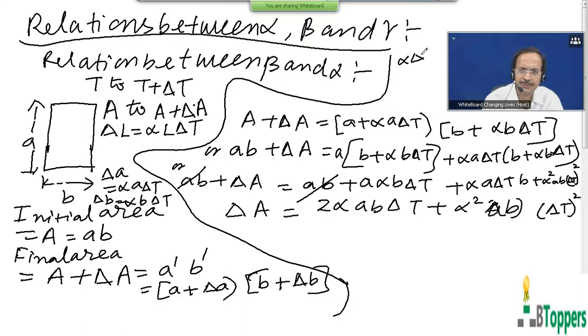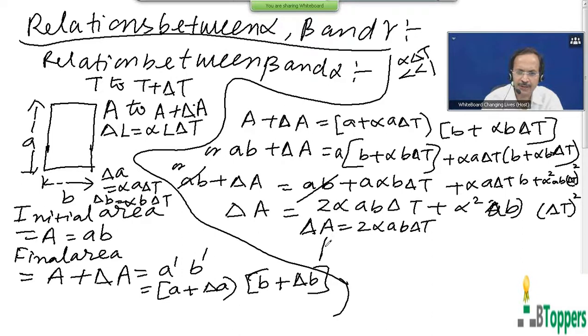So in practice, for most solids, the product alpha into delta T will be very small compared to 1. For example, for a steel rod, alpha is approximately 12 into 10 power minus 6. So if the rise in temperature is 100 degrees centigrade, then the product alpha into delta T is 12 into 10 power minus 4. So the term containing alpha square can be neglected compared to the other two terms. Therefore, the increase in the area you can write as 2 alpha into ab into delta T.